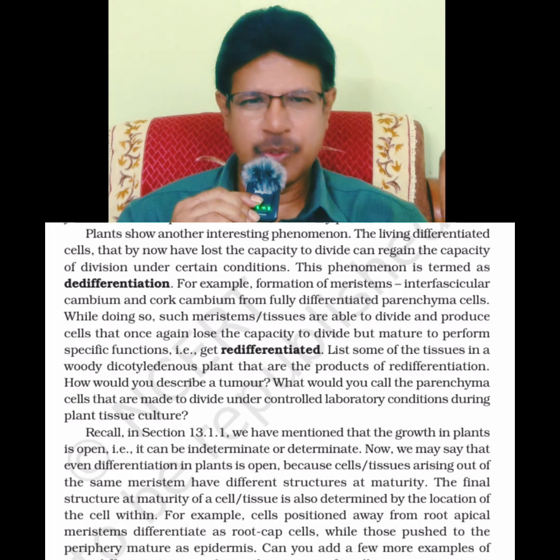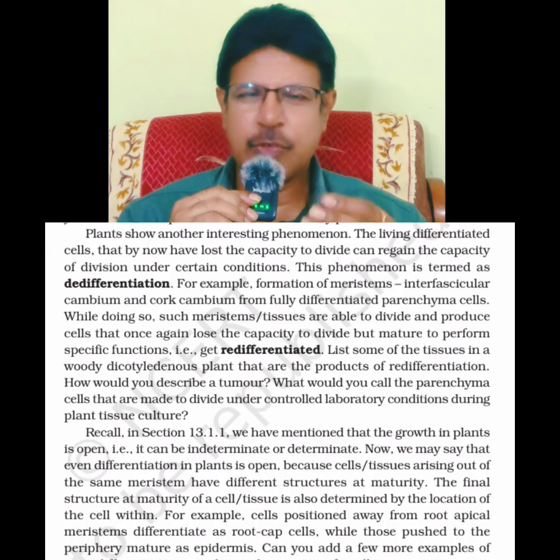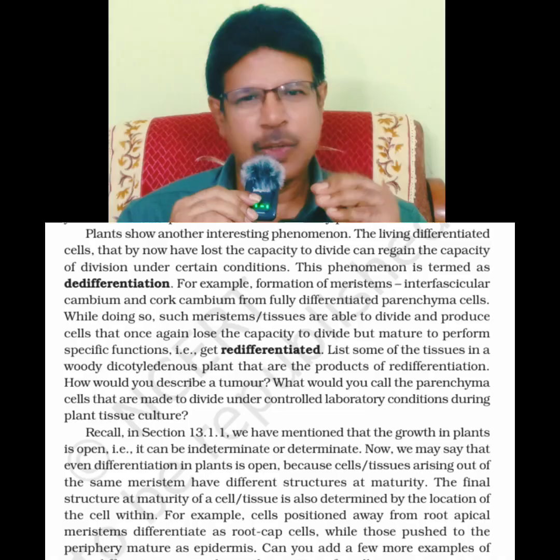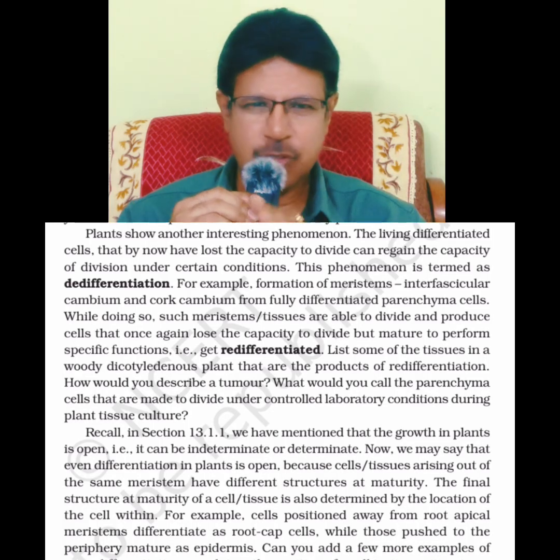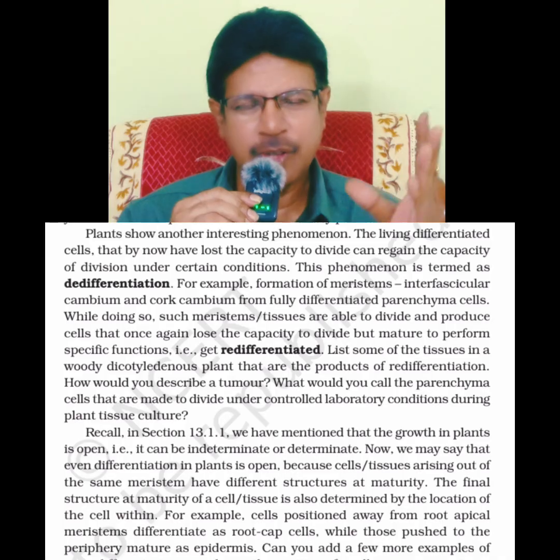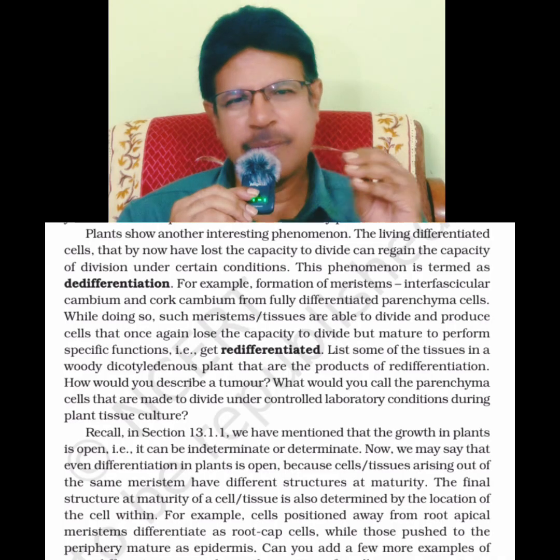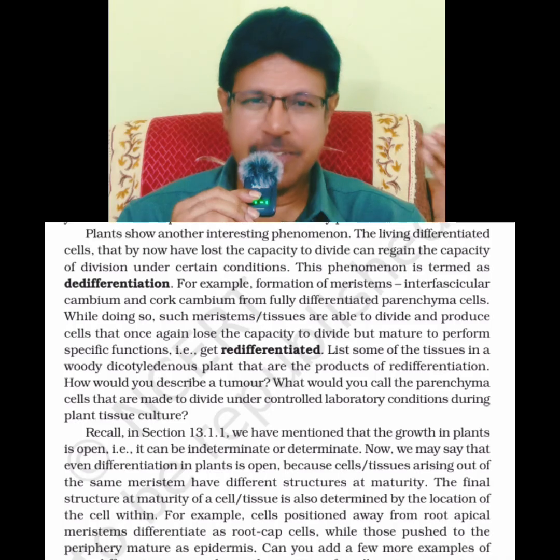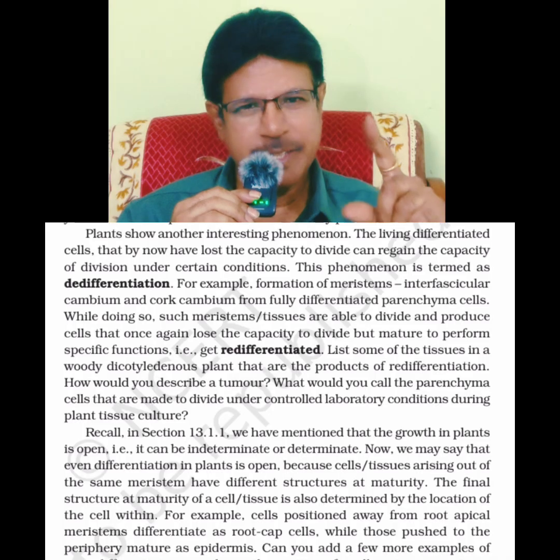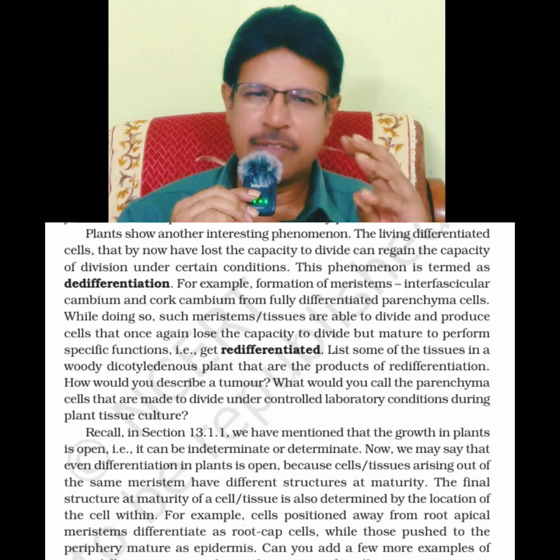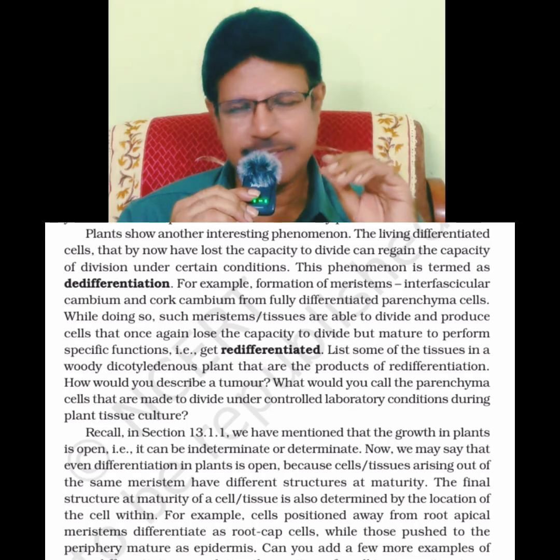Mesophyll cells undergo de-differentiation. Mesophyll is nothing but parenchyma. Parenchyma with chloroplast is called chlorenchyma. Chlorenchyma in the leaf is called mesophyll. As mesophyll is nothing but parenchyma, it undergoes de-differentiation. Next, growth in plants is open, indeterminate or determinate. Indeterminate refers to root and stem. Determinate refers to flowers, fruits, seeds, leaves.